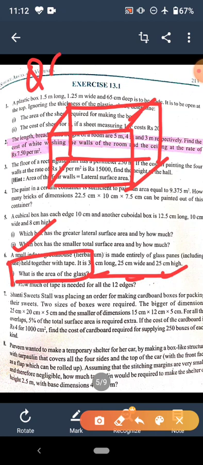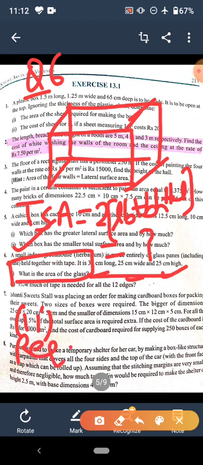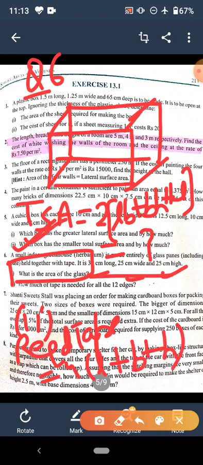So you know very well what the total surface area of a cuboid is, that is 2 into LB plus BH plus HL. After finding this, you have to find out how much tape is needed. So how much tape is needed? The required tape is 4 into L plus B plus H. So you will apply these two formulas for solving question number 6.